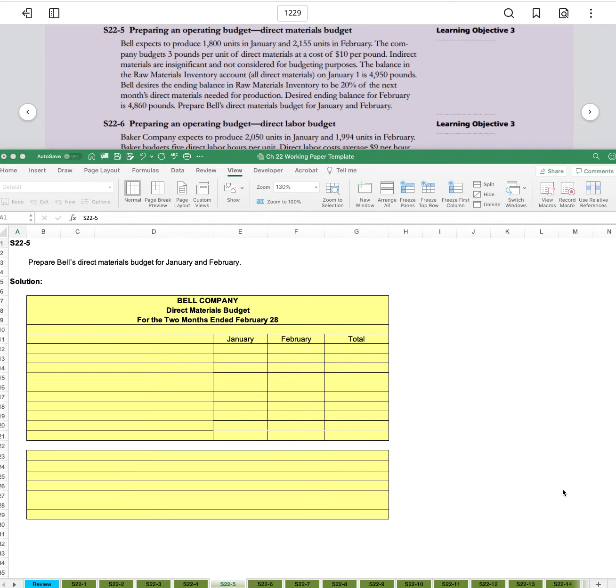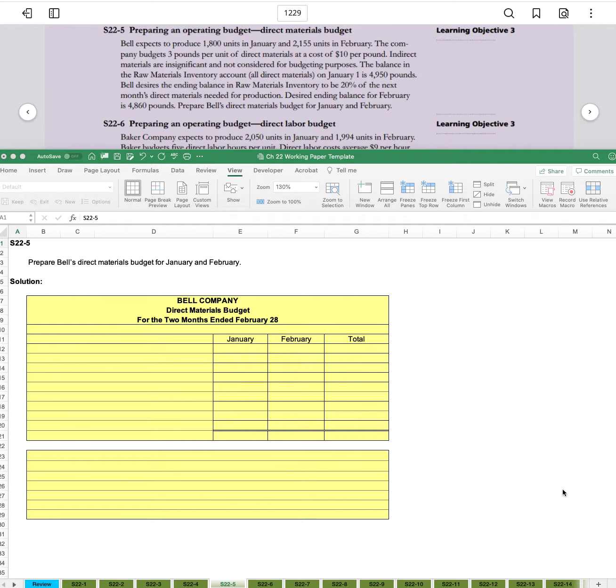For the direct materials budget, Bell expects to produce 1,800 units in January and 2,155 units in February. The company budgets 3 pounds per unit of direct materials at a cost of $10 per pound. Indirect materials are insignificant and are not considered for budgeting purposes. The balance in the raw materials inventory account, all direct materials, on January 1st is 4,950 pounds.